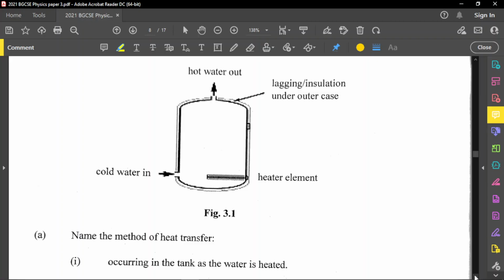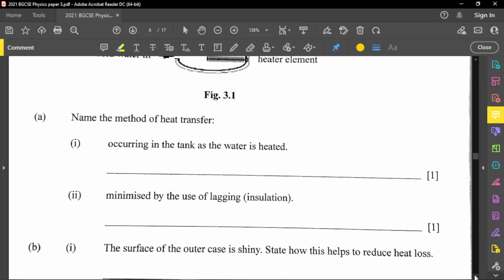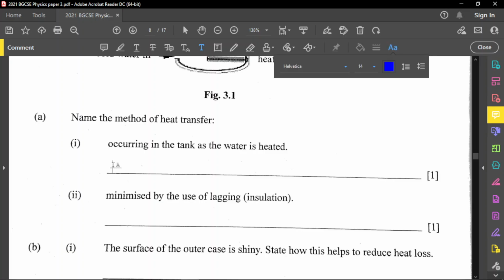Just remember that. It said, name the method of heat transfer occurring in the tank as the water is heated. As the water is heated, the warmer particles, due to kinetic energy, will go to the top, and the colder ones, with less kinetic energy, will fall to the bottom. So the higher energy ones will rise, the low energy ones will fall, and a consistent falling and rising leads to what they call boiling, and that is due to convection. So it's all due to kinetic energy. Remember that kinetic energy is proportional to the temperature. The higher the temperature, the higher the kinetic energy.